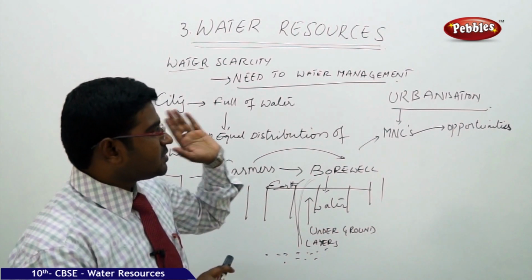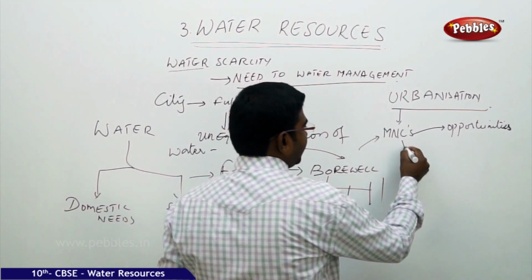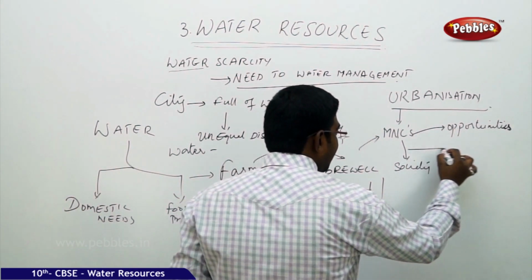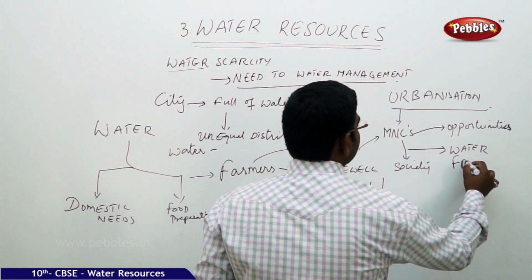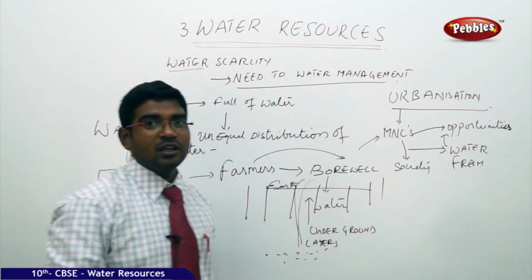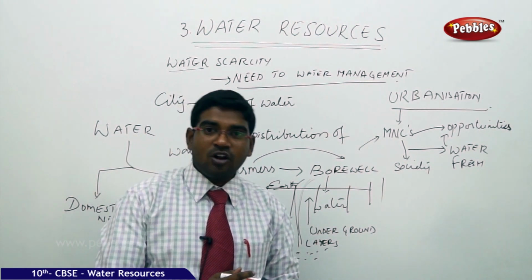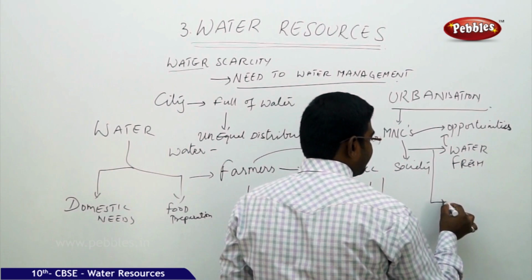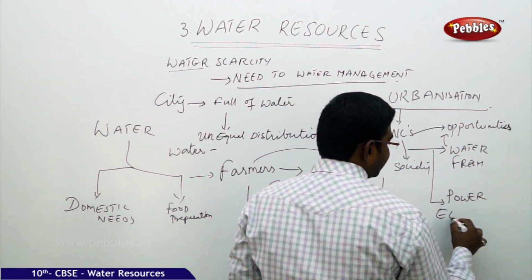When we get the MNCs into the picture of urbanization, they have already started to influence society, because they also need water. Which category of water? Fresh water. Because they provide opportunities for many people, they need more availability of water resources, and not only water resources, they also need the availability of power. Power meaning electricity here.